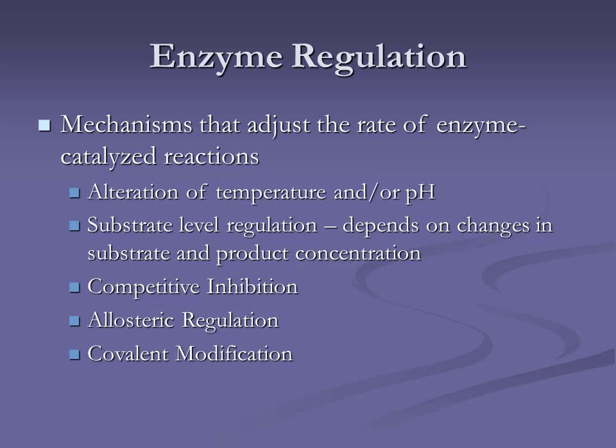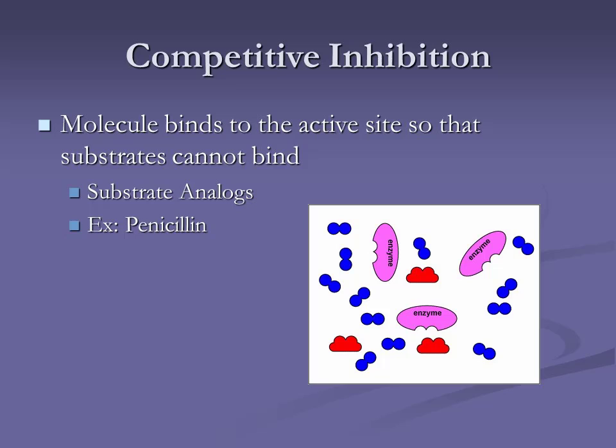But there are three other ways that we can regulate enzymes. From a competitive nature, allosteric regulation, which we will get into, and it's not as bad as it sounds, and then covalent modification. So let's take these one at a time. Our competitive inhibition example is going to be drugs, such as penicillin.